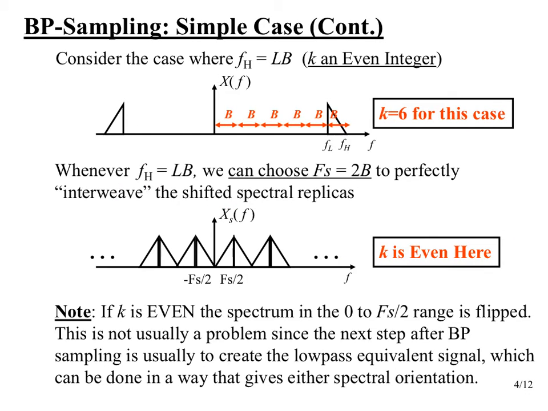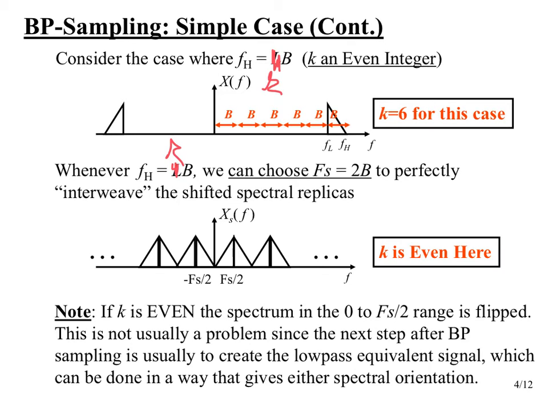But let's continue. Here this should be K, not L, and this should be K, not L. So let's look at the scenario where FH is equal to K times B, where K is even. In the picture I'm showing here, K is equal to 6. If we look at the shifted spectral replicas, we'll see that they interweave perfectly.